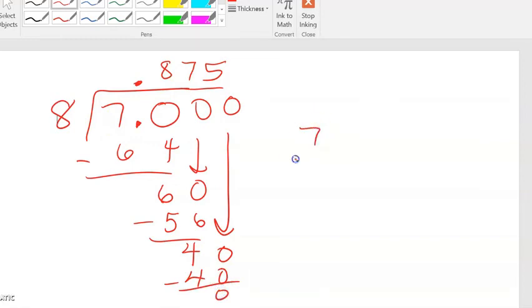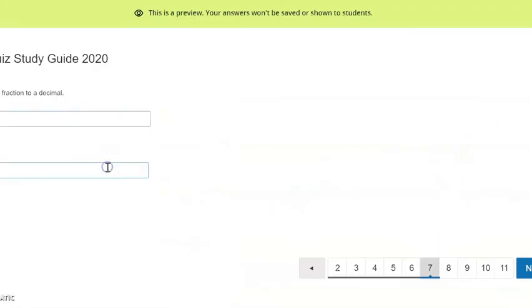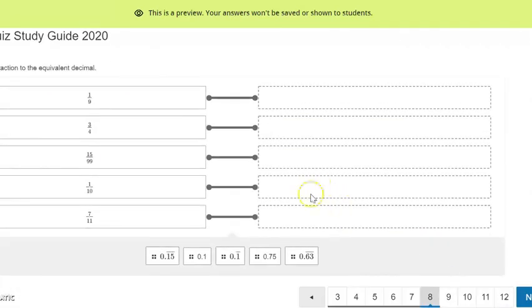So then I know that 7 over 8 is going to be 0.875. So again, a terminating number, which should make sense. So then when I go back to Schoology, I got 0.875 there.